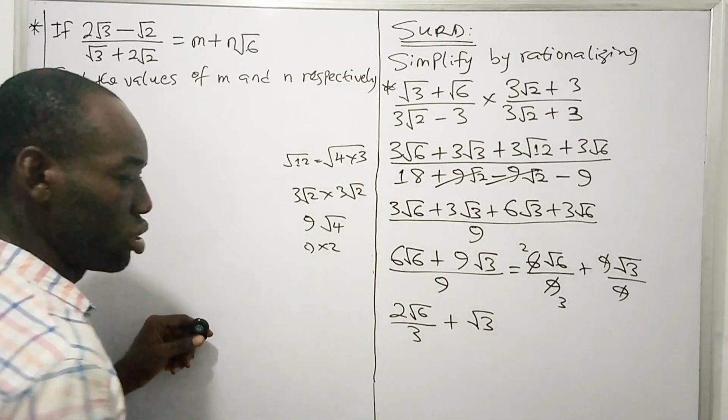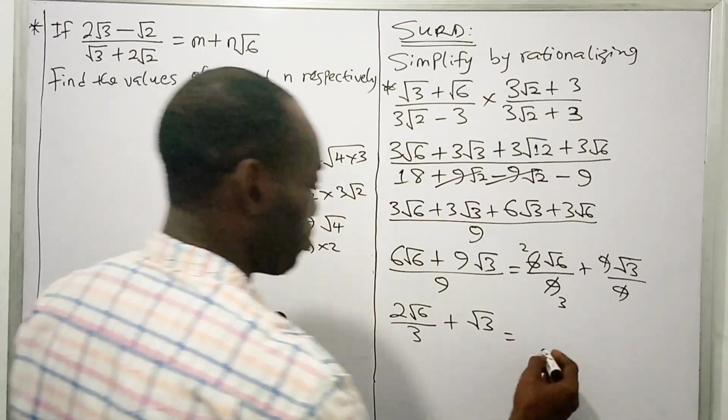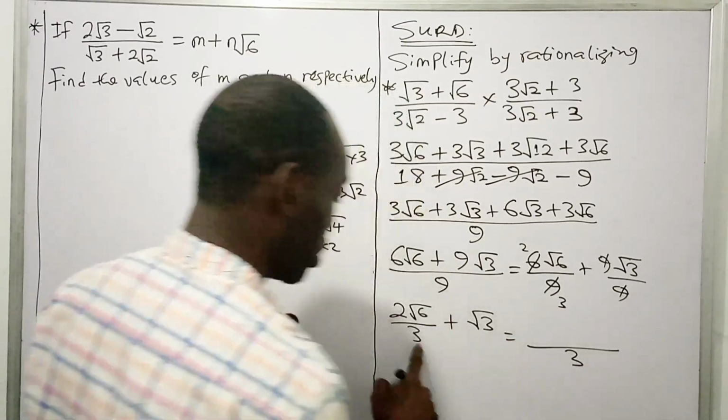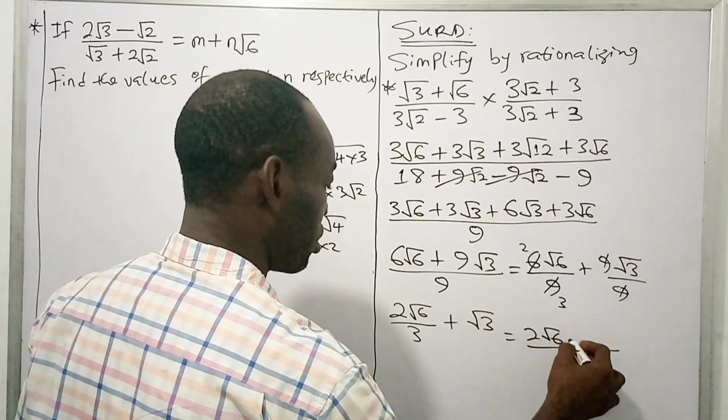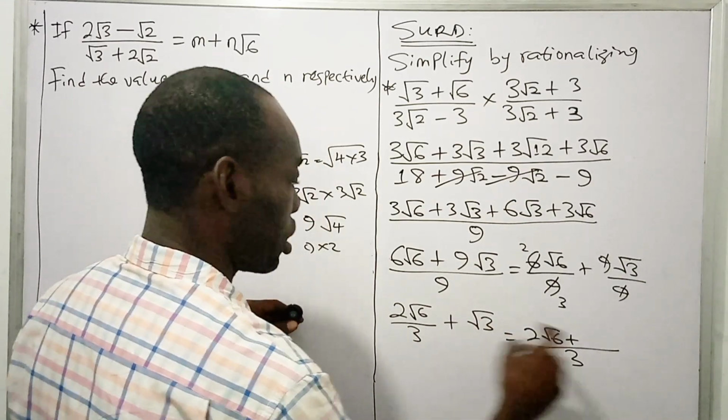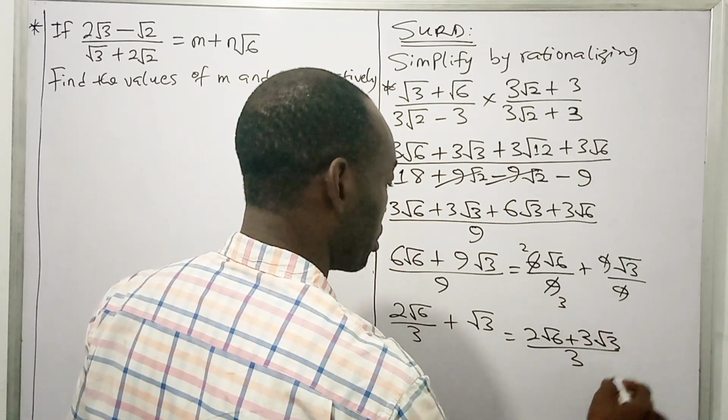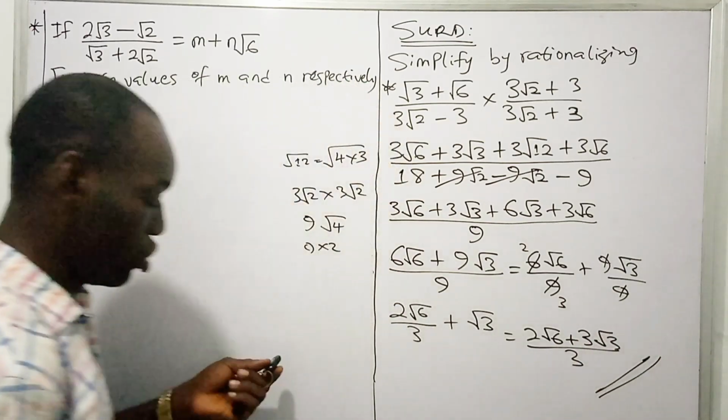Now that's the solution. But if we want to give them a common denominator, it becomes 3, which is the LCM. And 3 into 3 is 1, 1 times that's 2 root 6. Then plus 1 into 3 is 3, 3 times this, that's 3 root 3. And that's the solution to that problem.